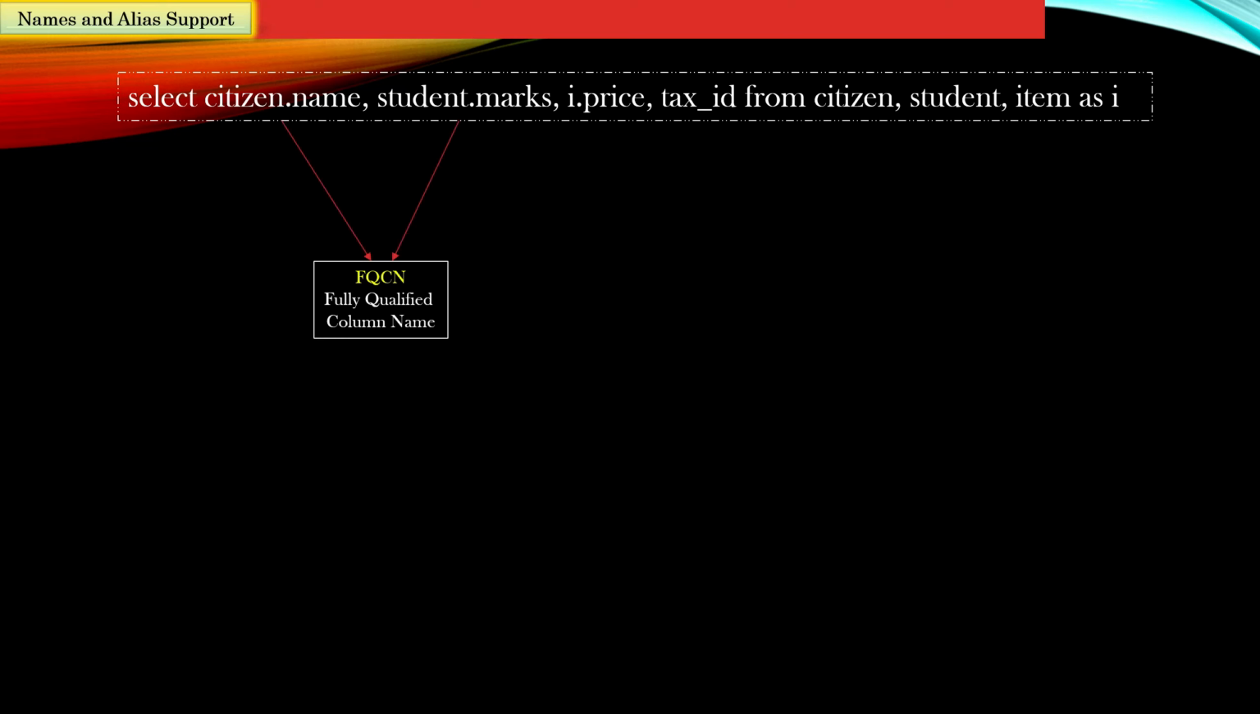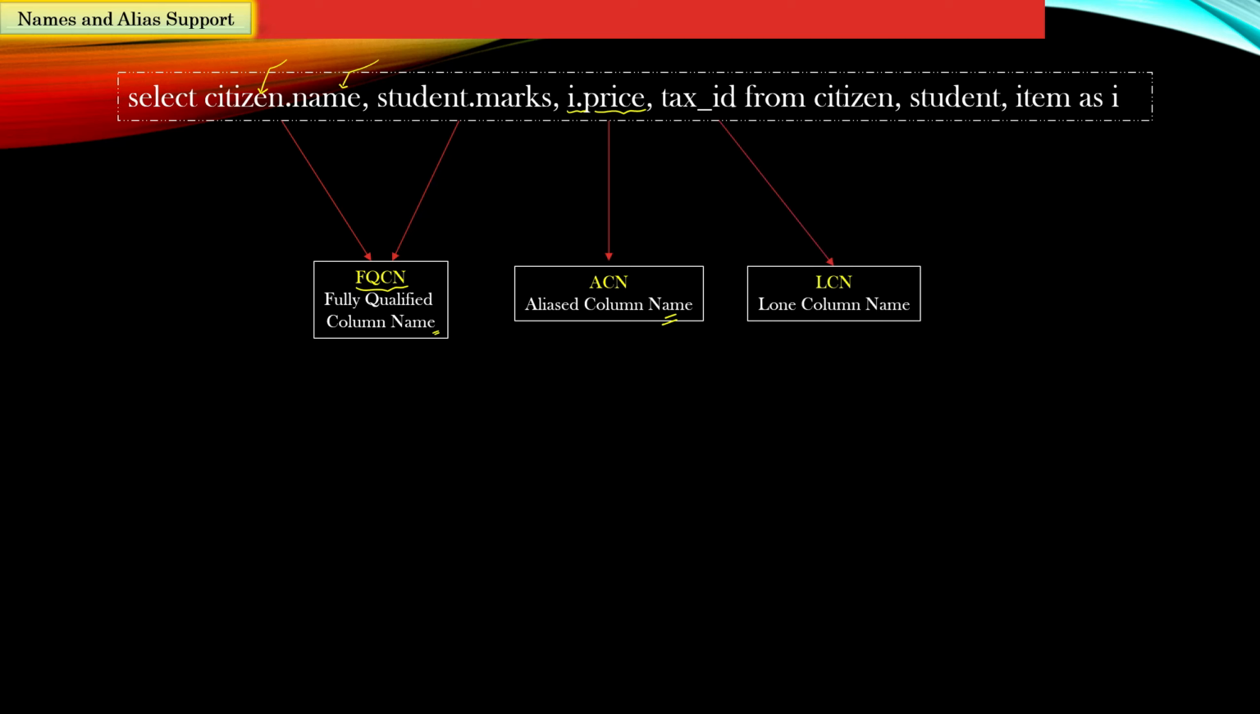So now let us systematically define the various types of column names which the user can specify in the select SQL query. When the user specifies the table column name prefixed with the table name, we call it FQCN, fully qualified column name. All right. When the user specifies the table column name prefixed with the alias of the table, we call it aliased column name, ACN. And when the user specifies only the name of the column, then we call it lone column name. So FQCN, ACN and LCN.